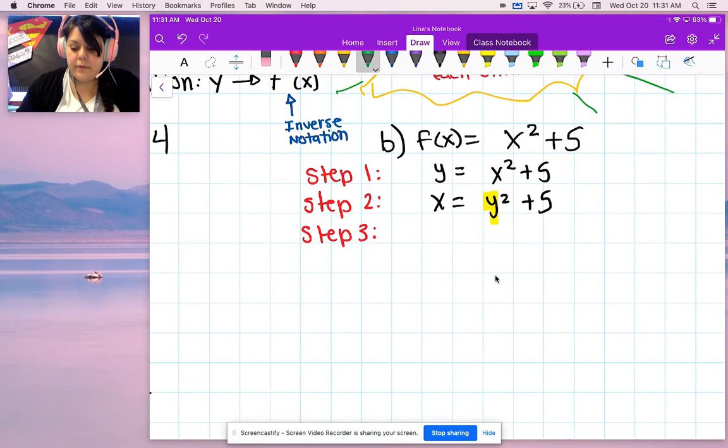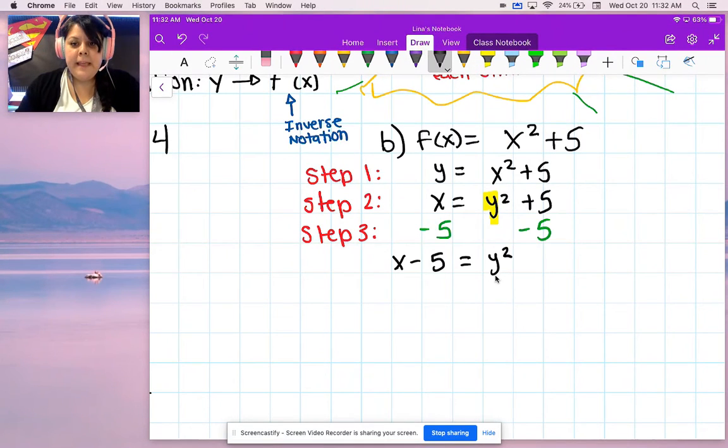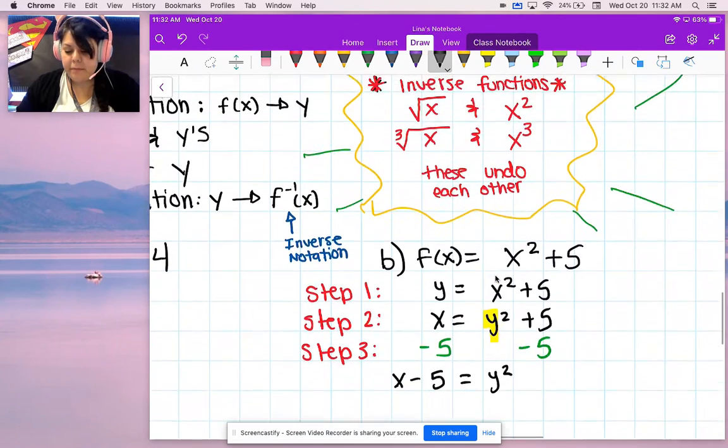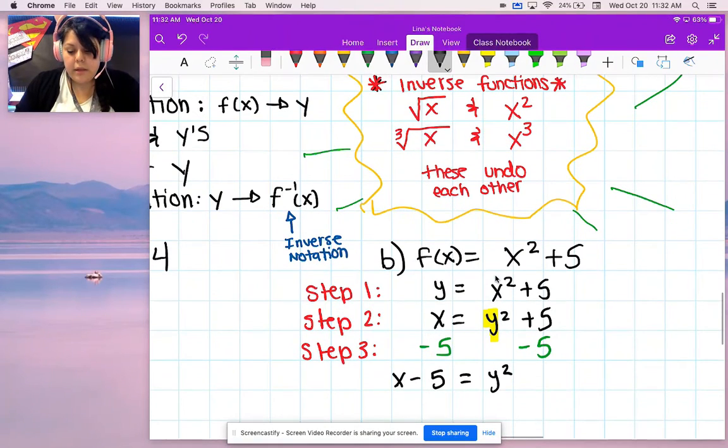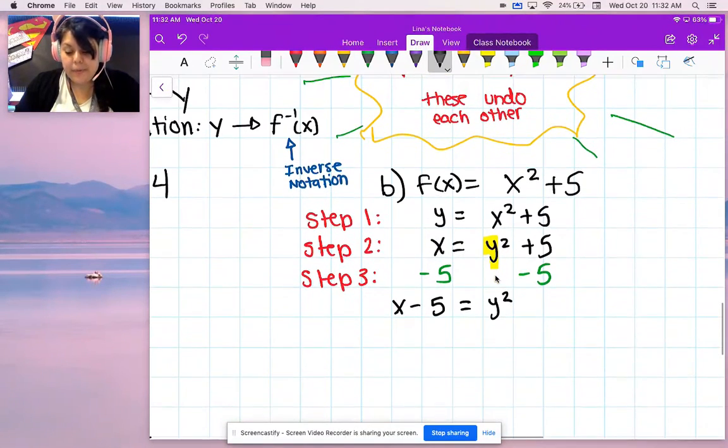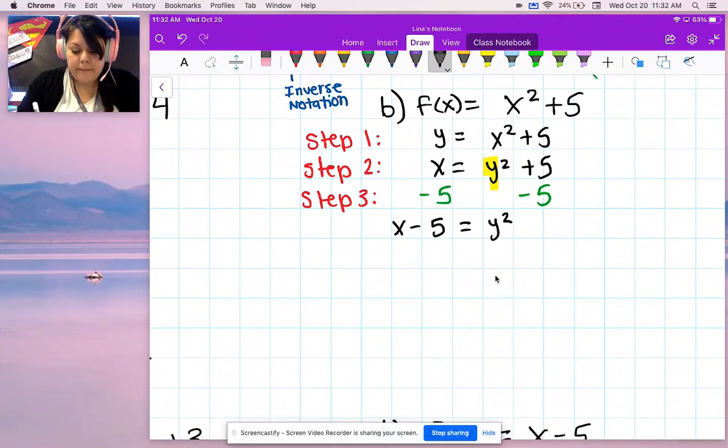Okay, so let's subtract 5 from both sides. Minus 5, minus 5. So I'm left with x minus 5 equals y squared. Okay, so remember up here, our inverse function. So how do I get rid of y squared? Well, I just have to take the square root. That's going to get rid of it. So let's take the square root. Square root here, square root here.